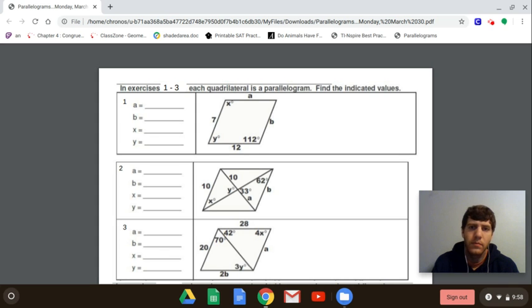Okay, hi guys. This is our assignment for Monday, March 30th. So we're just going to run through it real quick. So we have dealing with parallelograms.